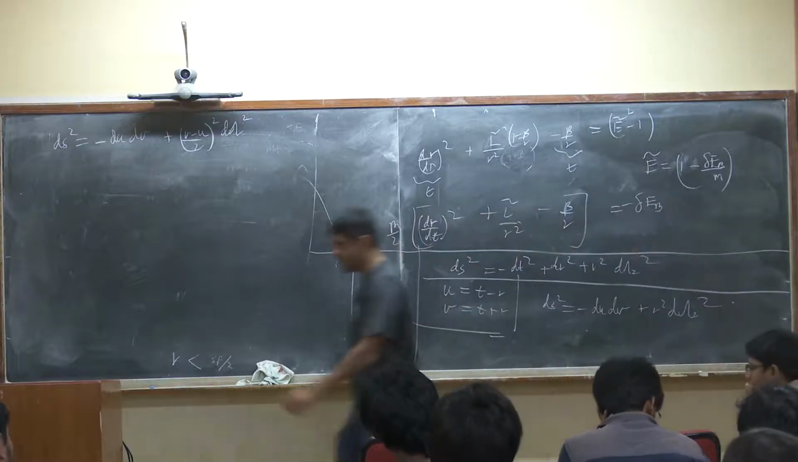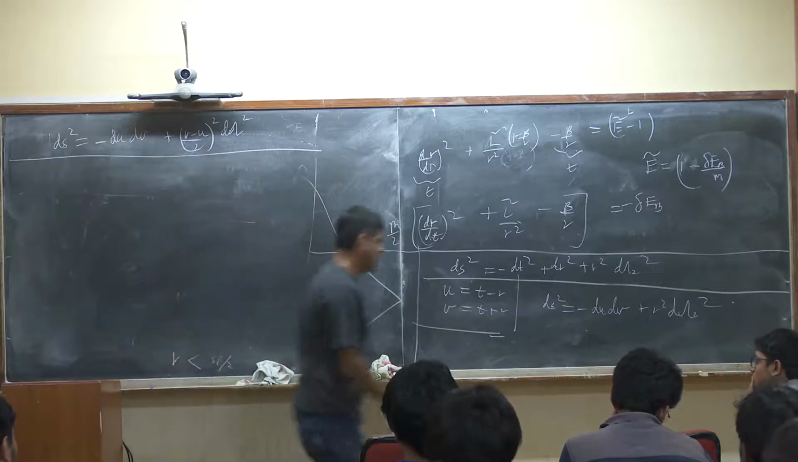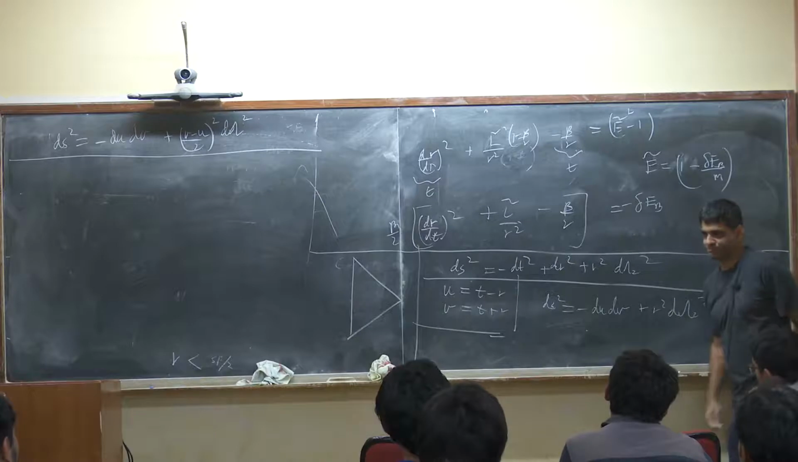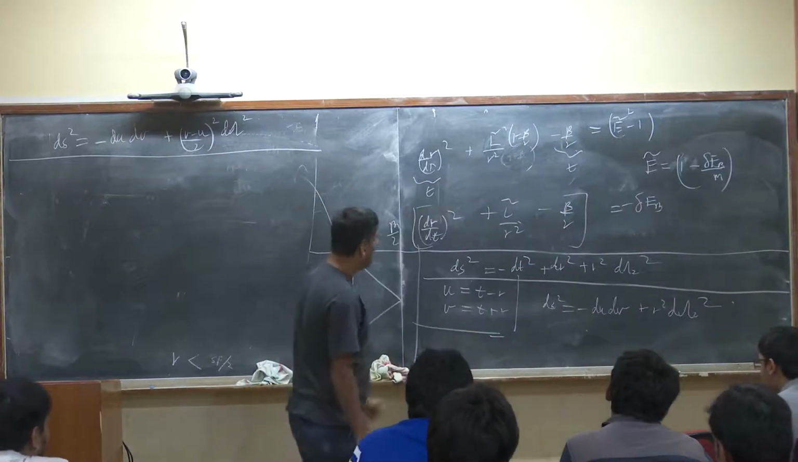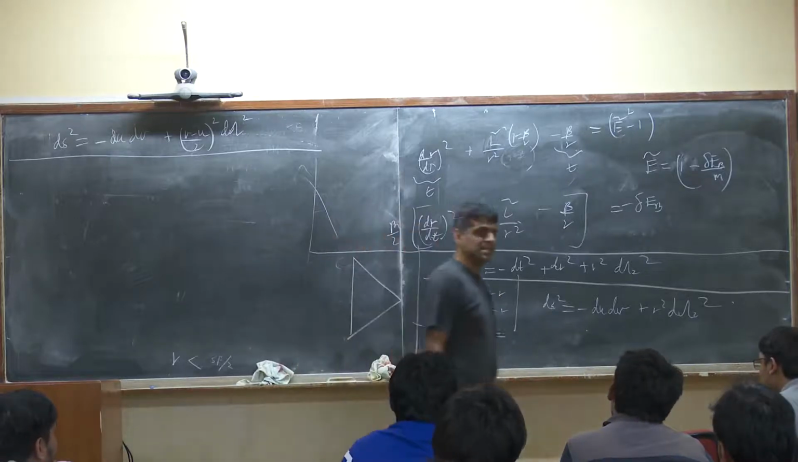Now, before proceeding, let's clarify the range of coordinates. Okay? R went from 0 to infinity. T went from minus infinity to infinity.